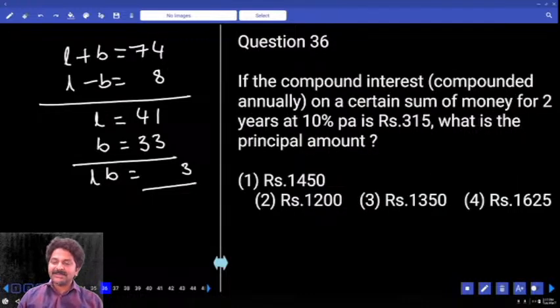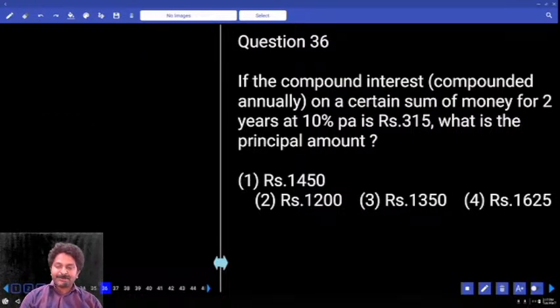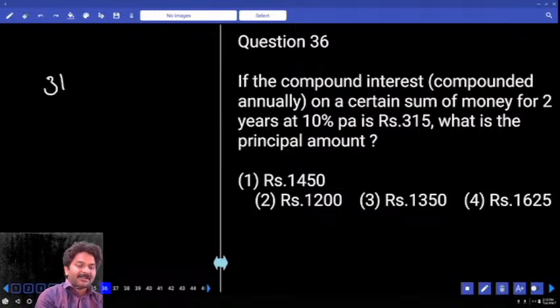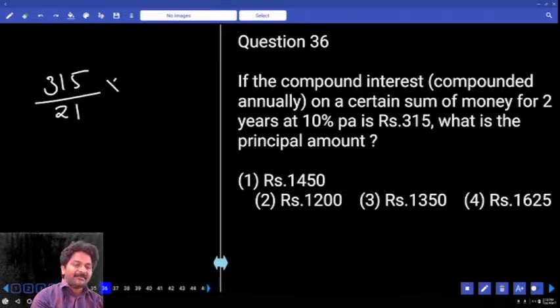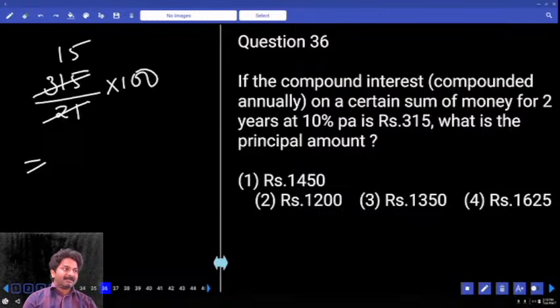The compound interest on a certain sum of money for 2 years at 10% per annum is 315. What is the principal? Compound interest for 2 years at 10% per annum, in terms of percentage, 21%. 315 is equal to 21%. 1% is 315 by 21. And we were asked to calculate 100%. Correct? 21 how many times? 15 times. Answer 1500. Otherwise the answer must end with 500. 2 zeros are there. 1 into 5 only ends with 5. So the answer must end with 500. Got it?